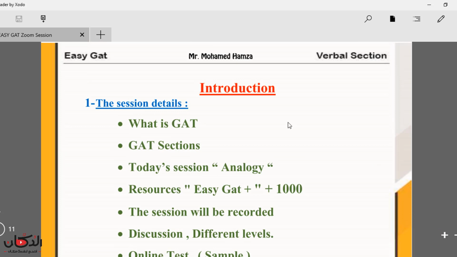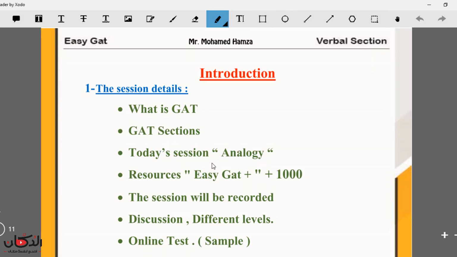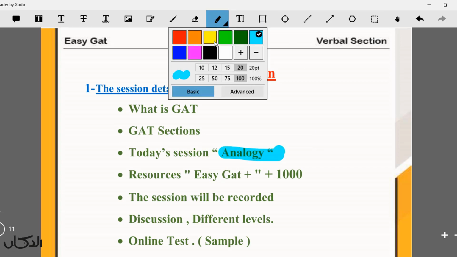First, we are going to talk briefly about GAT. What is GAT? What are the GAT sections? I'm going to talk about the verbal section only. As you know, GAT is a general aptitude test, a test for English knowledge. For the verbal section, you have three sections: reading comprehension, analogy, and completion. What we are going to talk about today is just the analogy section. That's what we are going to cover in this free session.